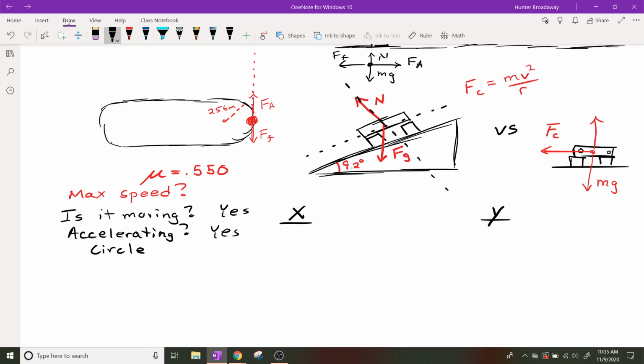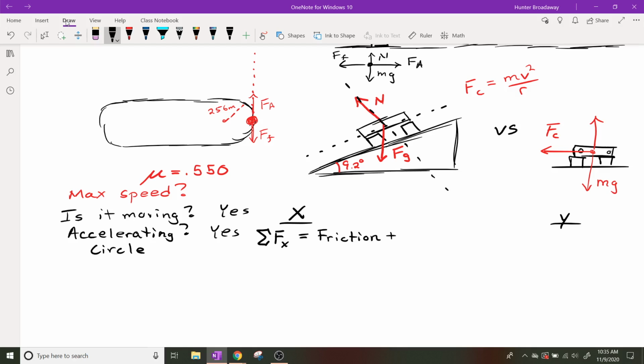All right, let's just add them together. The sum of the forces in the x direction is going to equal friction, okay, and is there anything else that's going to be pulling it into the circle? I'm going to move this y over a little bit. What is it? FC. FC is going to be both of these put together because we have a centripetal force wanting to go in, okay?